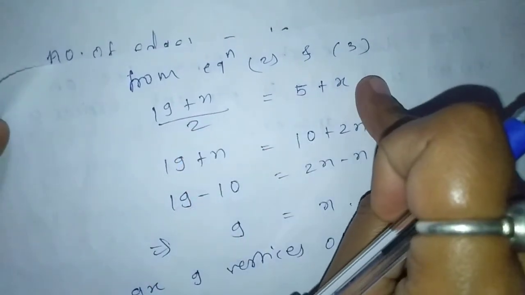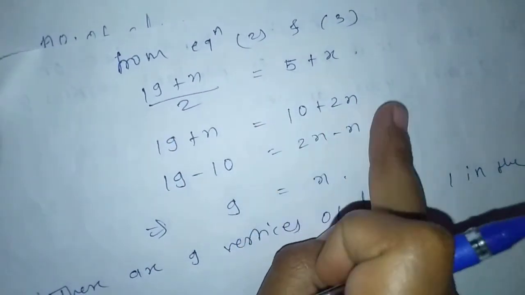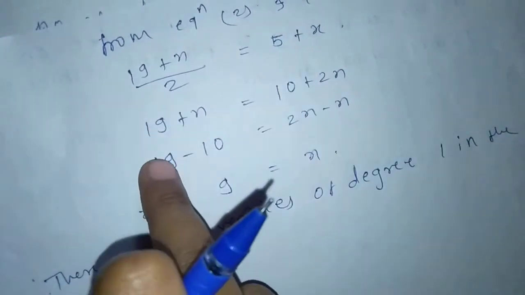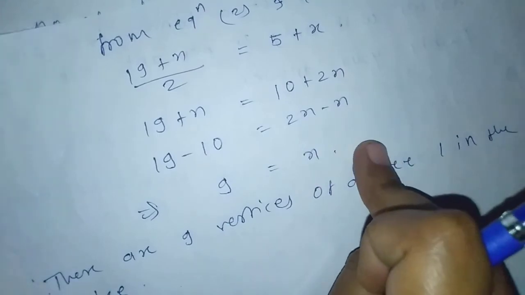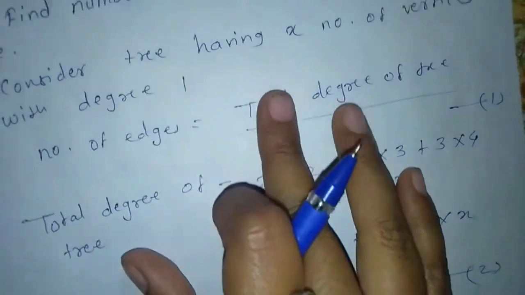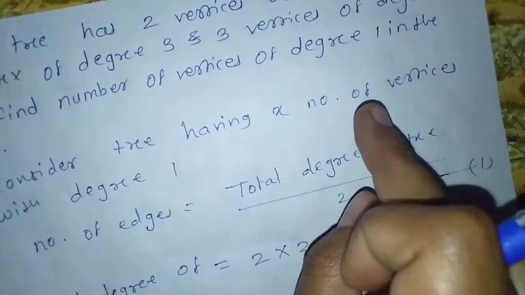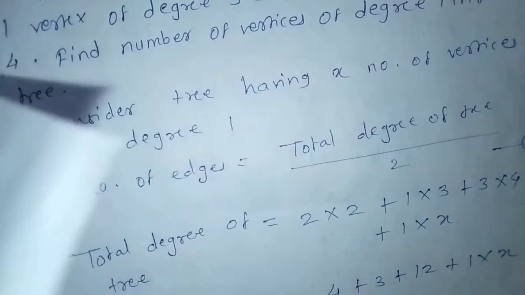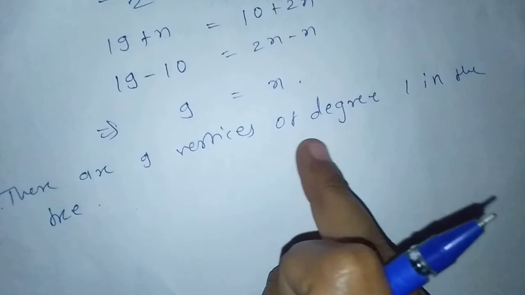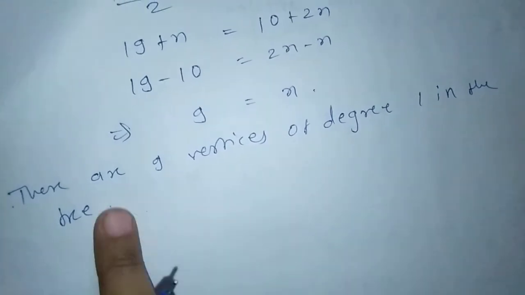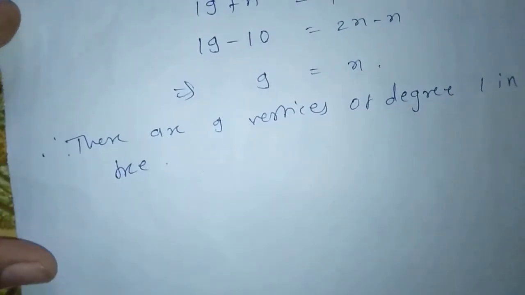Multiplication, means 10 plus 2x. 19 minus 10 is equal to 2x minus x, means 9 is equal to x. And here we considered a tree having x number of vertices with degree 1, and here we get x equal to 9, means there are 9 vertices of degree 1 in the tree. Okay, here we stop.